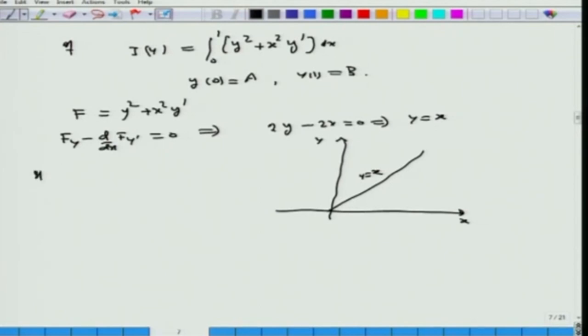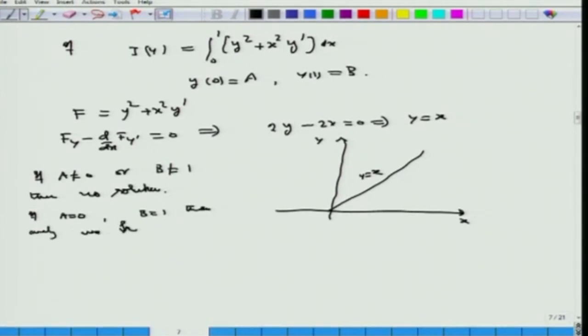And if a is not equal to 0, or if b is not equal to 1, then there is no solution. And if a equal to 0 and b equal to 1, then we have only y equal to x as the extremal, as the candidate, which gives the optimal value of I.